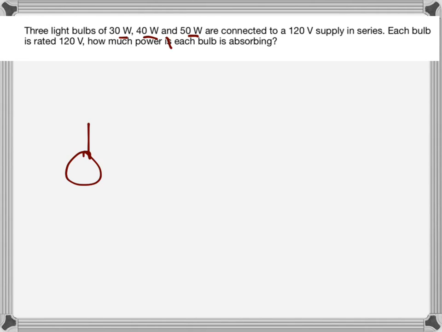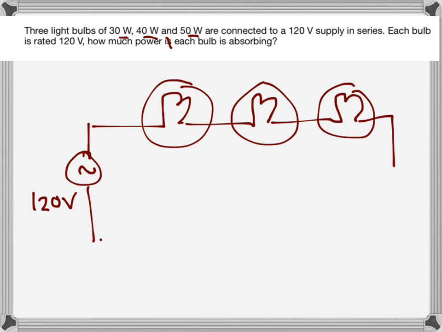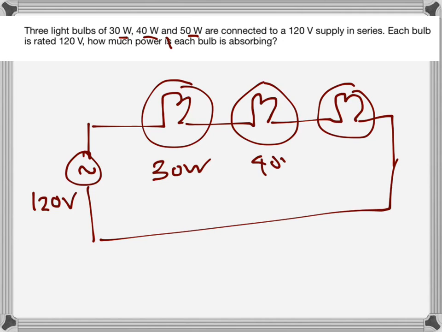So we have a power supply here of 120 volts and three bulbs are connected here, like that and then like that. Three light bulbs are connected. This is 30 watt, this is 40 watt and this is 50 watts. So we need to find how much power each bulb is absorbing.